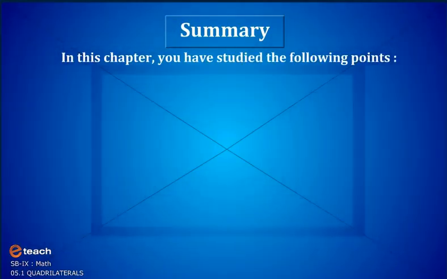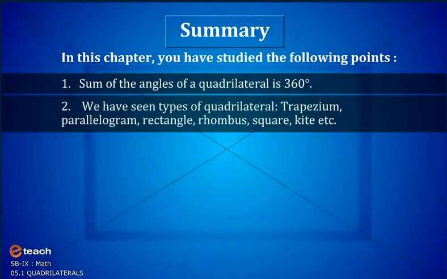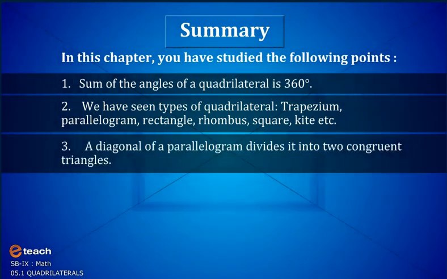Summary. In this chapter, student, you have studied the following points. 1. Sum of the angles of a quadrilateral is 360 degrees. 2. We have seen types of quadrilaterals: trapezium, parallelogram, rectangle, rhombus, square, kite, etc. 3. A diagonal of a parallelogram divides it into two congruent triangles.